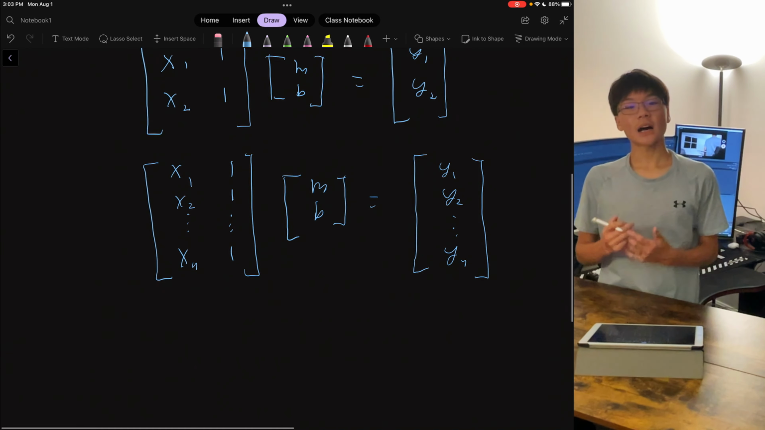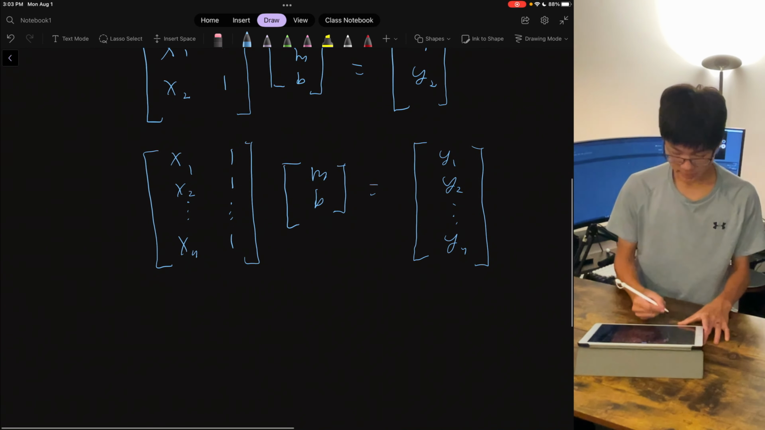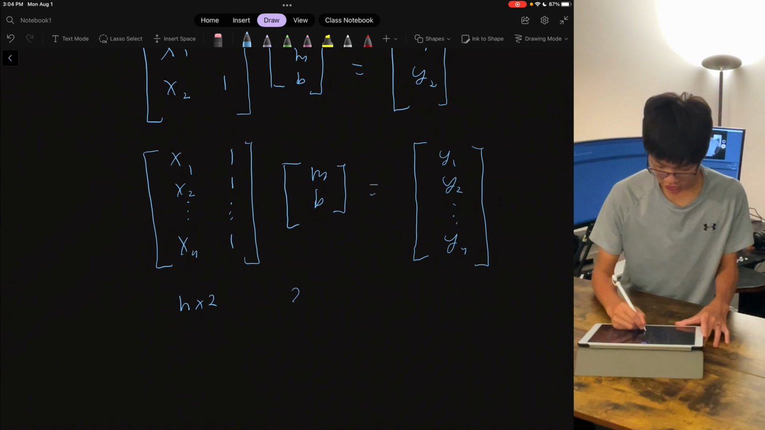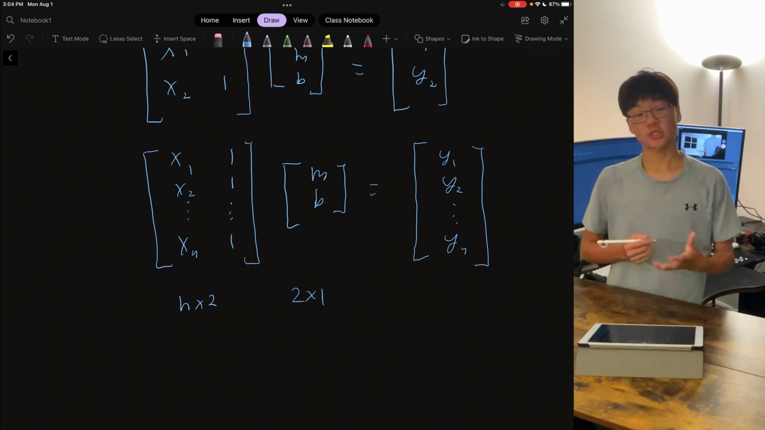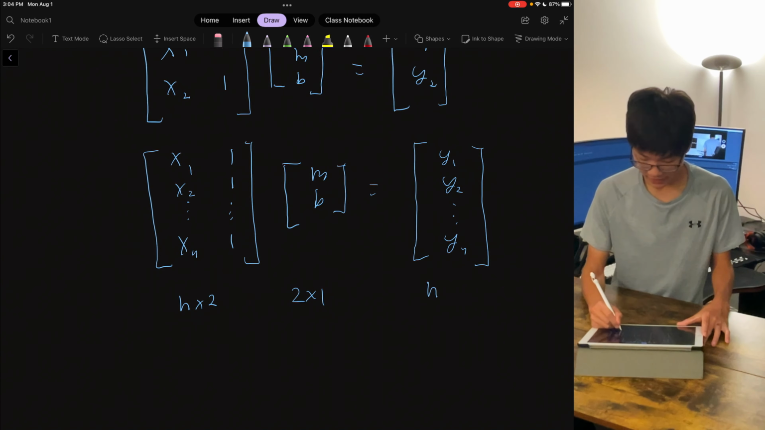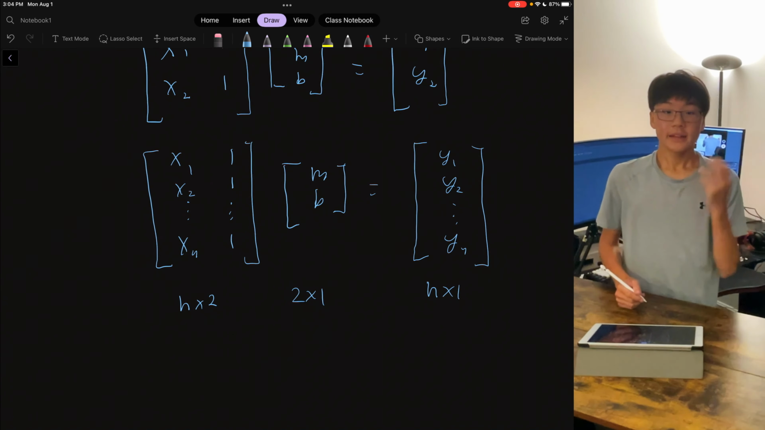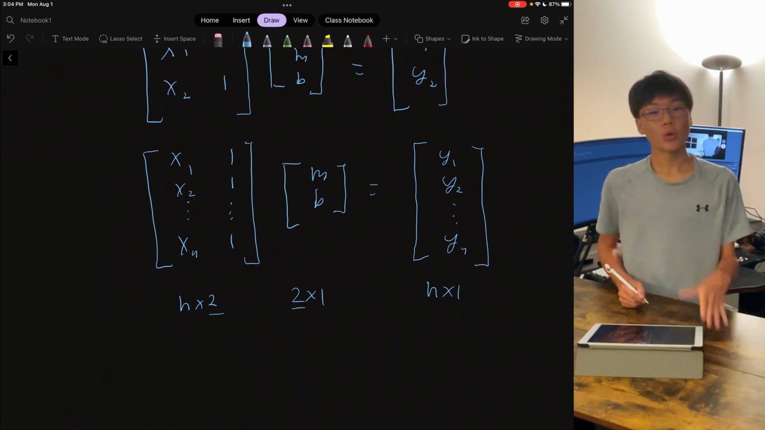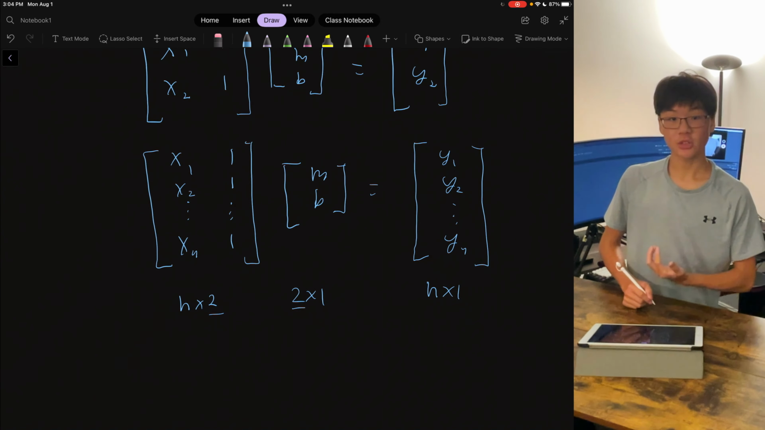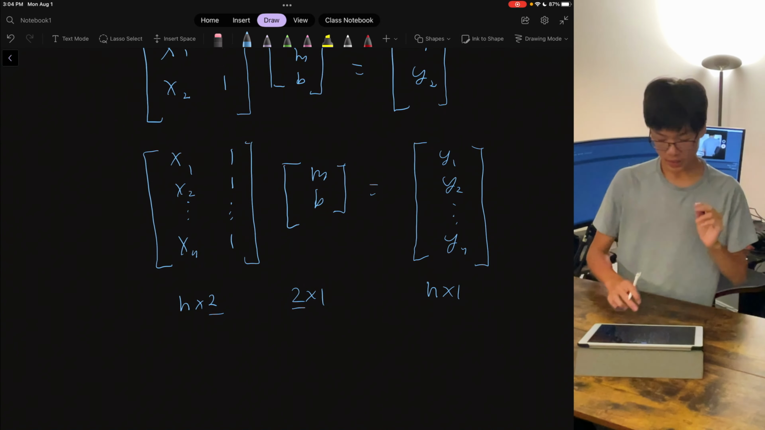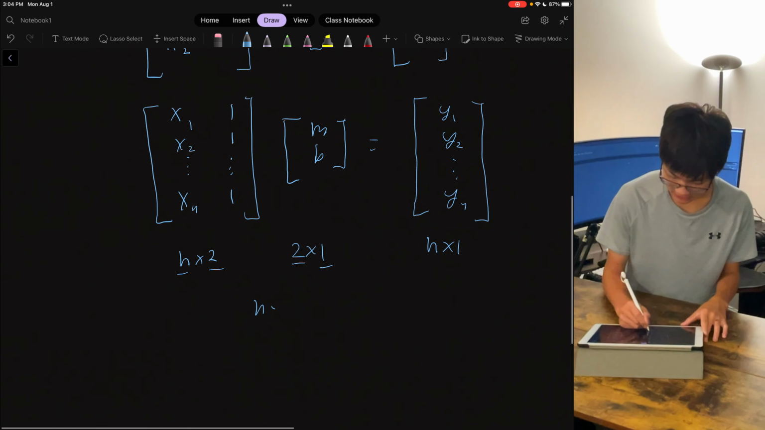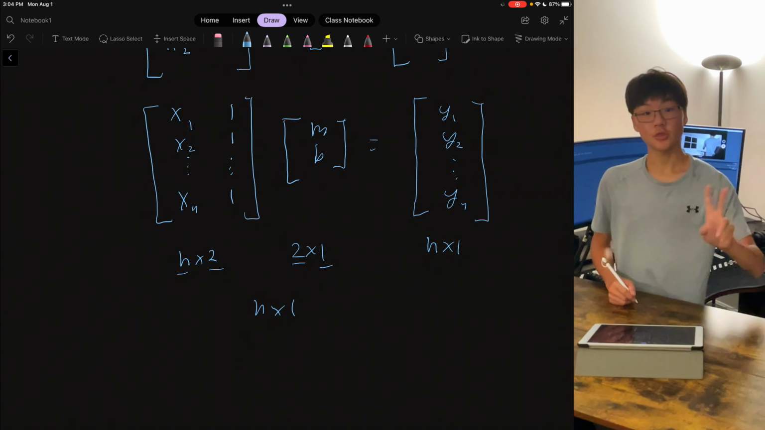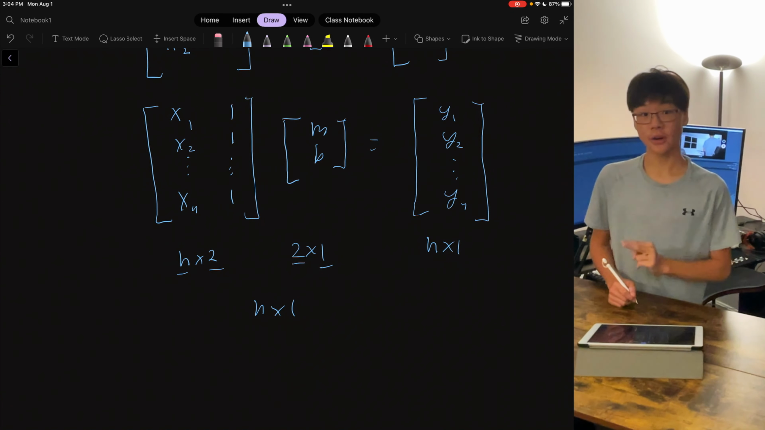Now, let's see the sizes of these matrices. The size of this first matrix is going to be n by 2. The size of the second matrix is going to be 2 by 1. And the size of the matrix on the right-hand side is going to be n by 1. Now, because the inner terms of these 2 matrices on the left-hand side are the same, when we do matrix multiplication, the resulting matrix will be the size of the 2 outer terms, so n and 1. So that'll give us a matrix of size n by 1. So now we have n equations and 2 unknowns, but we want to have 2 equations and 2 unknowns.